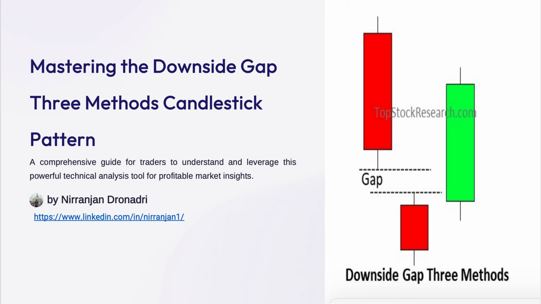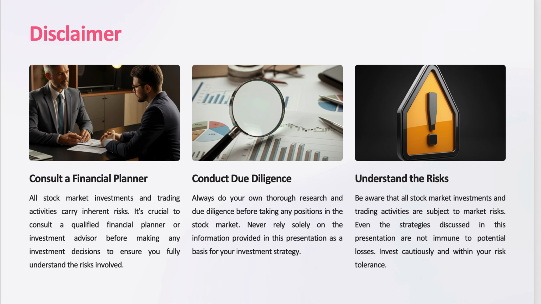Hi, hello, namaskaram. Let's talk about mastering the downside gap 3 methods candlestick pattern. Technically, what happens here is first the big candle forms and the gap down happens, and then the market reverses. We will talk further about this pattern, but before that read this disclaimer.